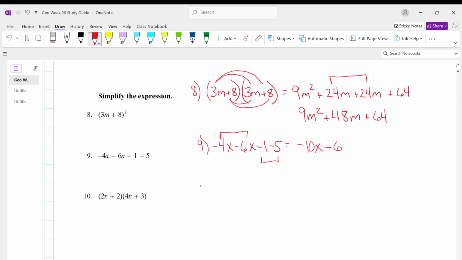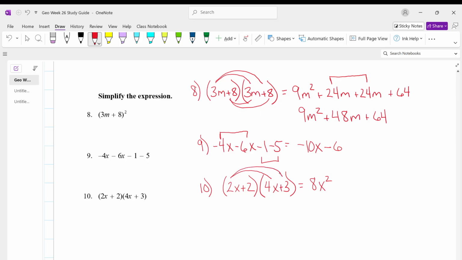And problem number 10, we've got 2x plus 2 times 4x plus 3. And again, we have a binomial times a binomial, so we're going to do the distributive property twice. And 2x times 4x is 8x squared.